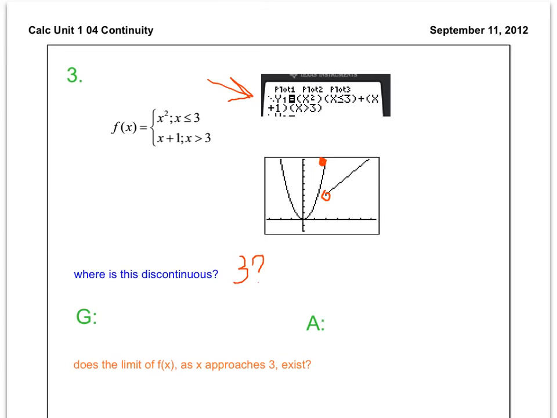Algebraically, we could plug in 3 to the equation from the left. So from the left, 3 squared equals 9. And from the right, 3 plus 1 equals 4. So the y values are 9 and 4, which are not the same.